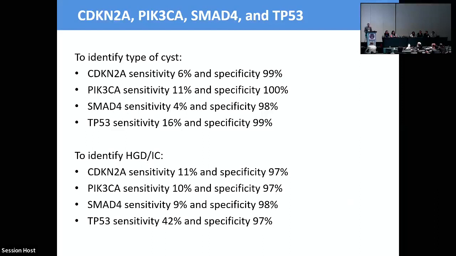Then when you start to introduce these particular ones, CDKN2A, PIK3CA, SMAD4, and TP53, you very quickly see that they are really good at, very specific at identifying the type of cyst. However, and this is probably where the field is sort of beginning to change now, is that they're actually also very specific at detecting high-grade dysplasia and invasive carcinoma. So when you do see these present, those do alert you to high-risk lesions.